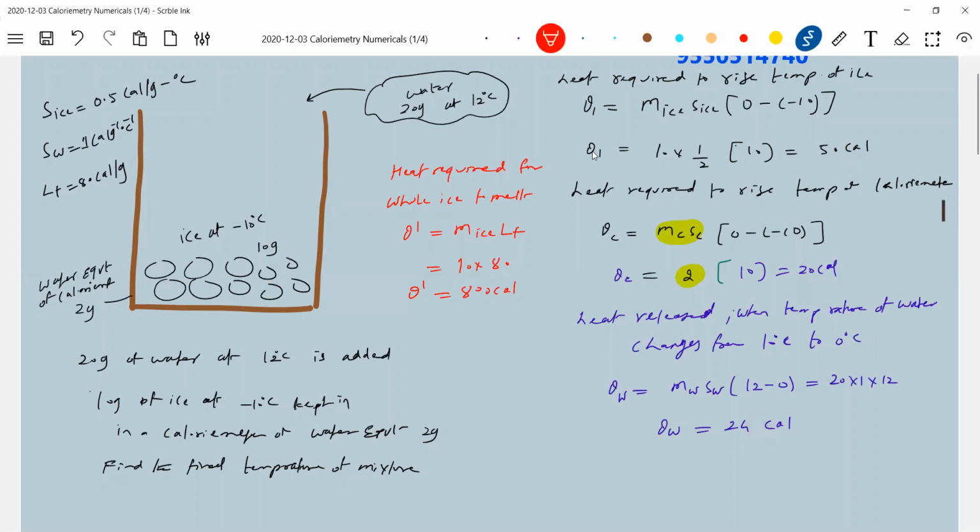So will all the ice melt? The answer is no. For all the ice to melt, how much heat is needed? 800 calories are needed. But how much heat is available now? Only, if from 240 you remove 70, 170, and that 170 calories of heat is utilized to melt the ice.